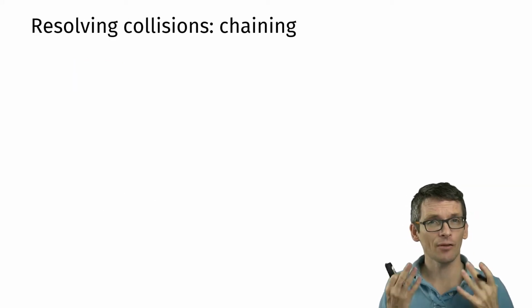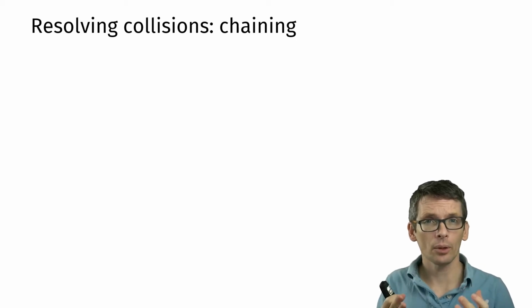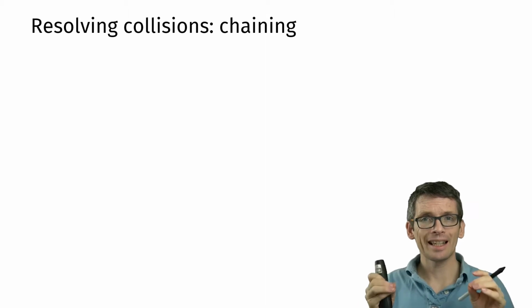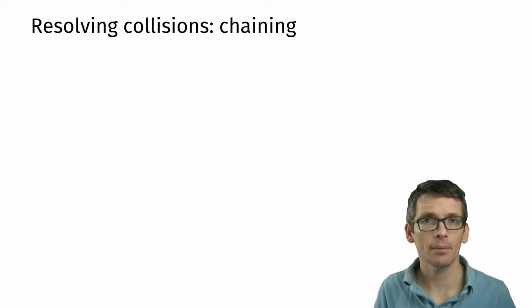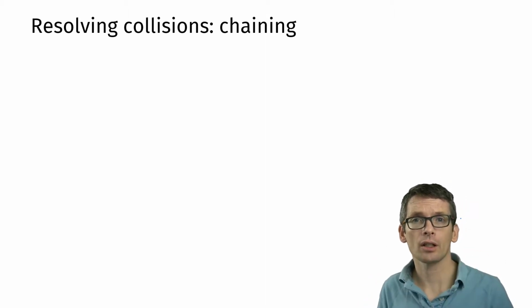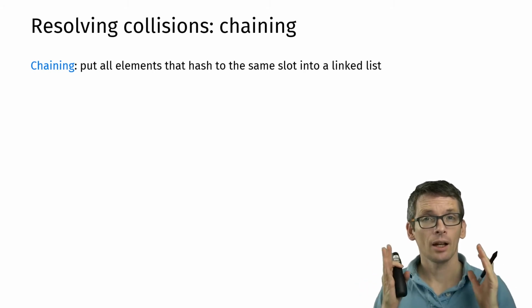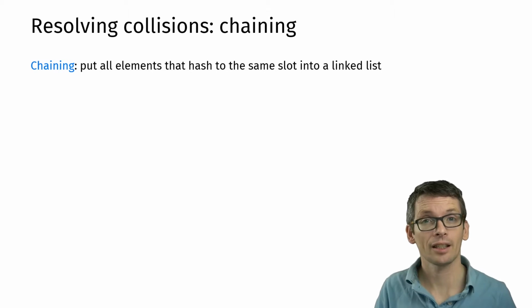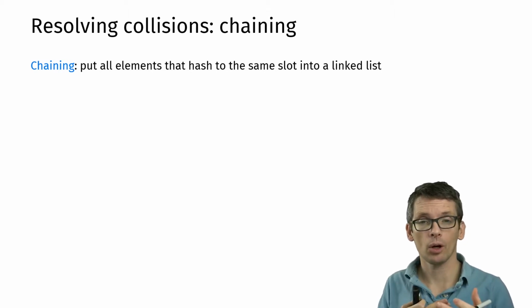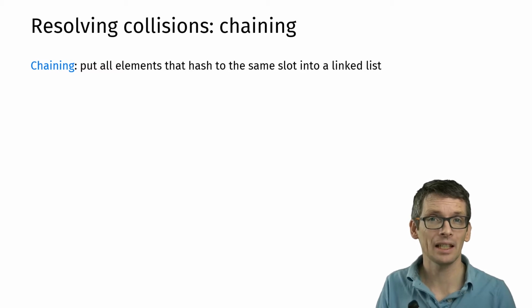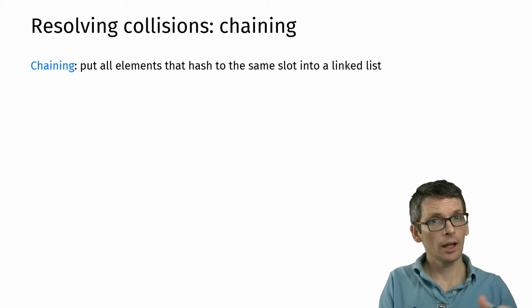Chaining is very simple. So why do we need to resolve collisions? We need to resolve collisions when two keys hash to the same cell. How does chaining solve this? Just in a straightforward way, let them both go to that cell. But then we need to store both of them there, and we do so simply by storing all keys that want to go to the same cell in a linked list.